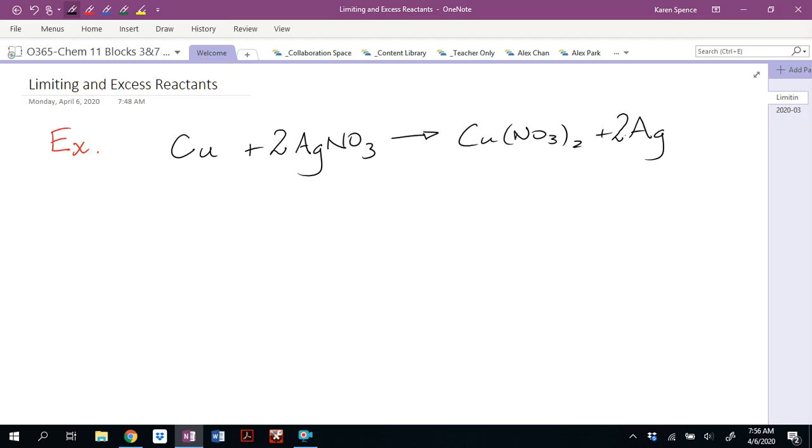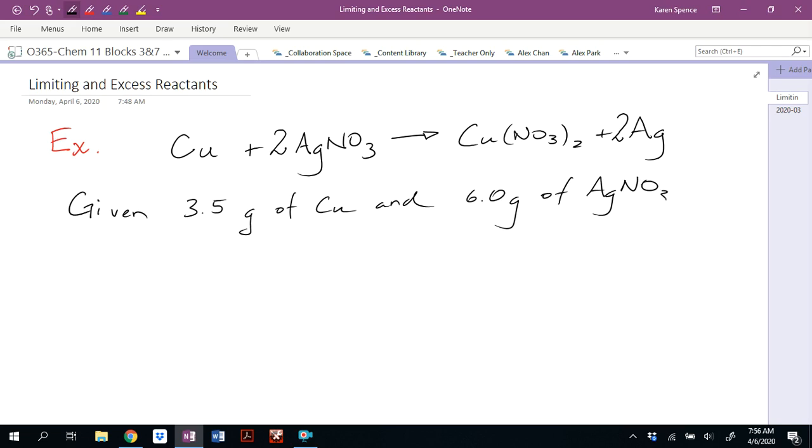Okay, and our question this time is going to be, given 3.5 grams of copper and 6.0 grams of silver nitrate, AgNO3. A, what is the limiting reactant? What is the excess reactant?